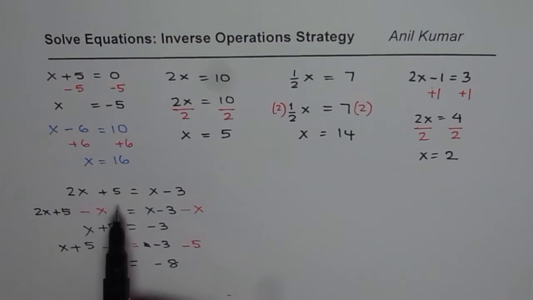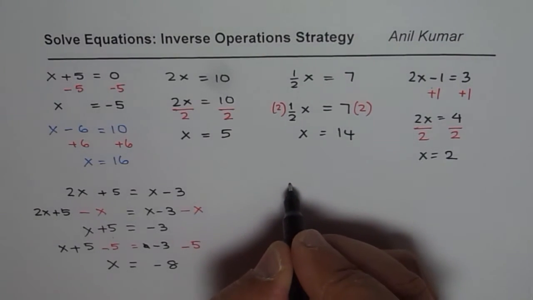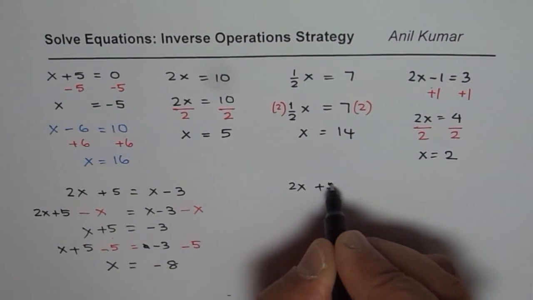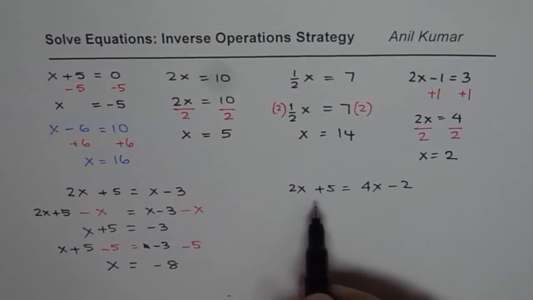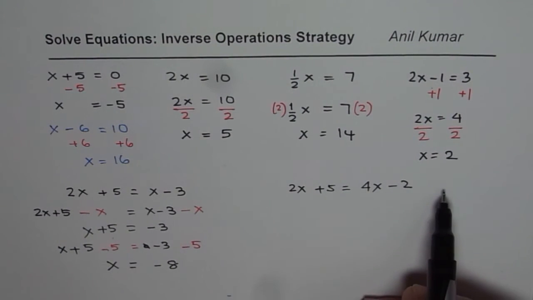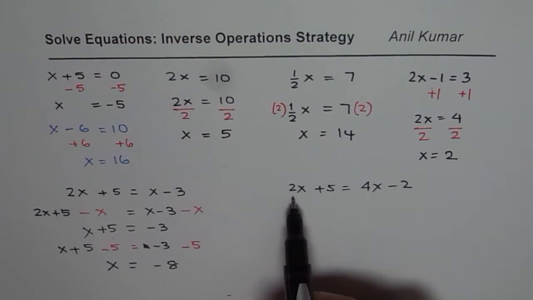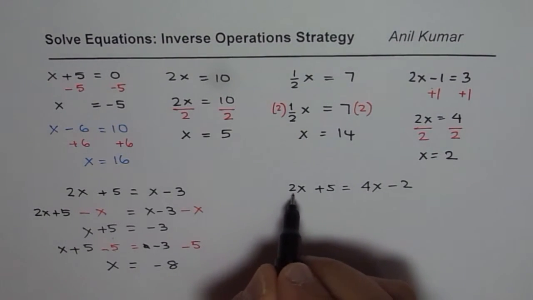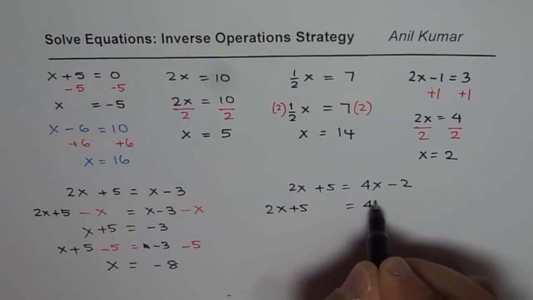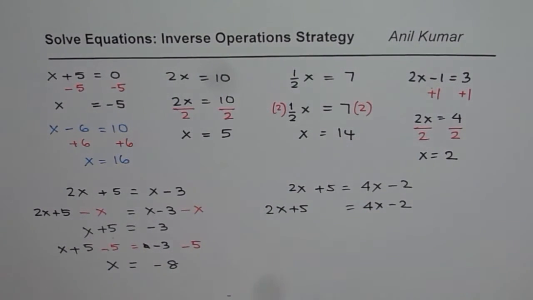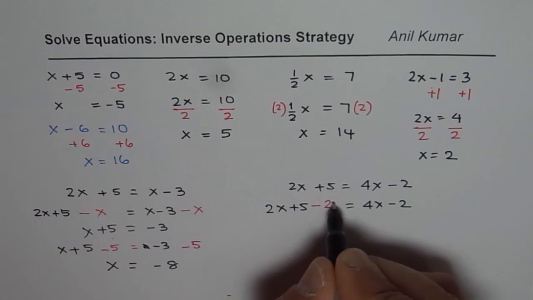Well, this time we kept the variable on the left side, but you could have kept the variable on the right side also. Let us do another example which is kind of similar to this. So we have 2x plus 5 equals 4x minus 2, for example, right? Now I will keep the variables on the right side but get them rid from the left side.